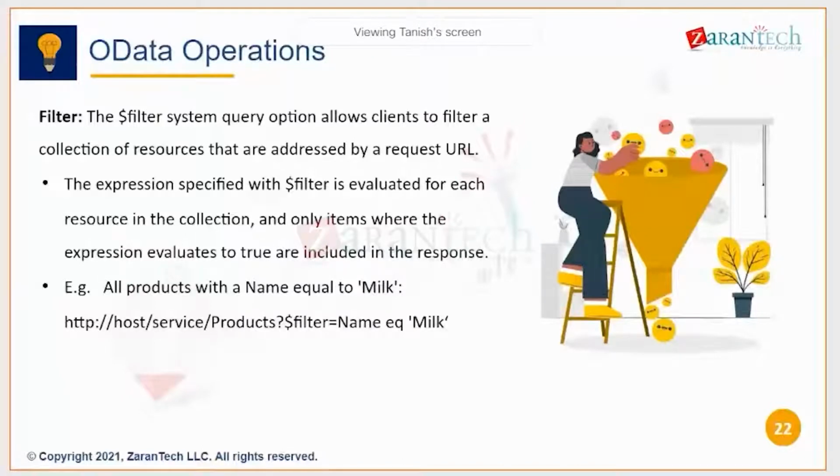The expression specified with filter is evaluated for each resource in the collection, and only items where the expression evaluates to true are included in the response. Here is an example. Within the products, if you want to find only a product that has a name equal to milk. Within the products, you can have many other items also, fruits or vegetables, etc. But if you want to see only something that is matching with the milk, you can give that as a filter.